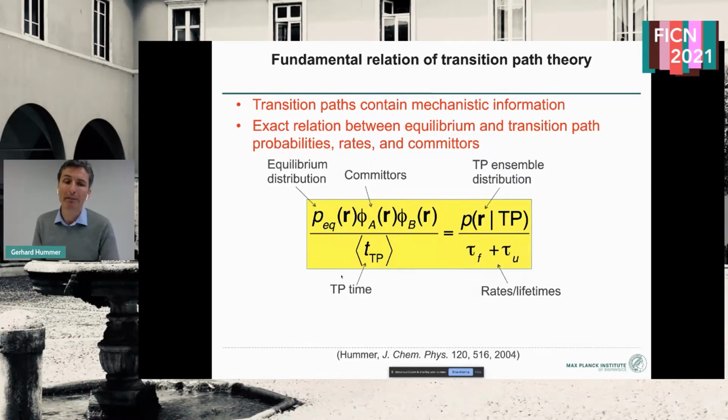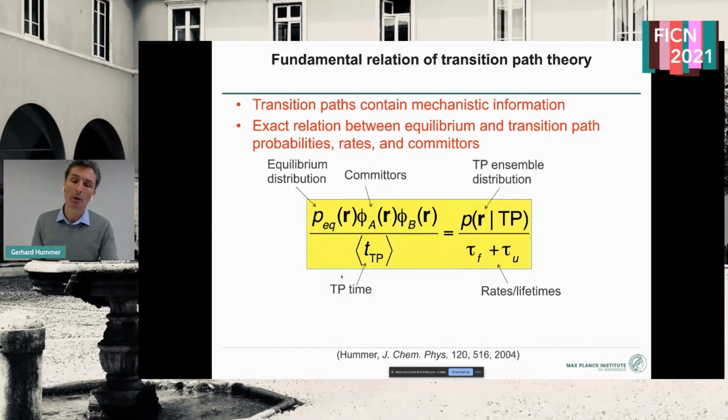The committer is the probability, when you initiate the trajectory at this point, of reaching the forward state, phi A, or the backward state, the starting state phi B first. And also on the left in the denominator is the mean duration of the transition path. And on the right, you have the lifetimes in the denominator in the respective state, in the beginning state and the end state.